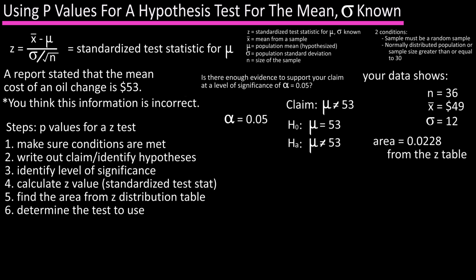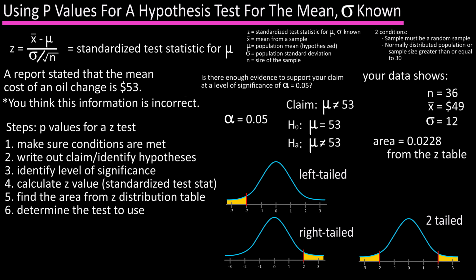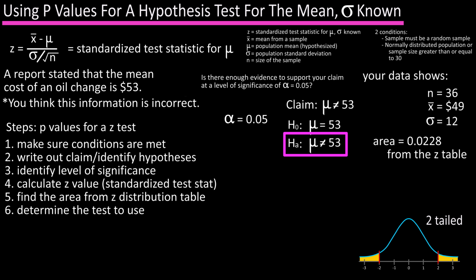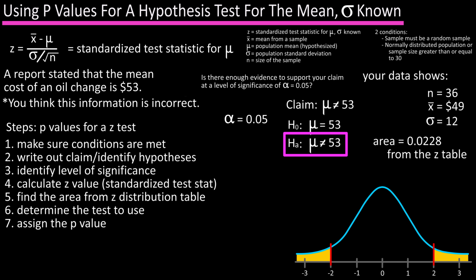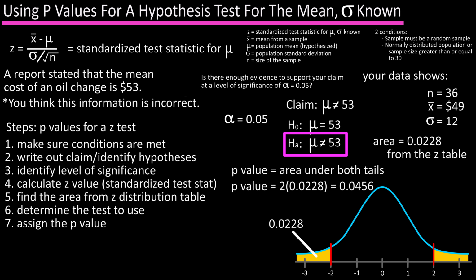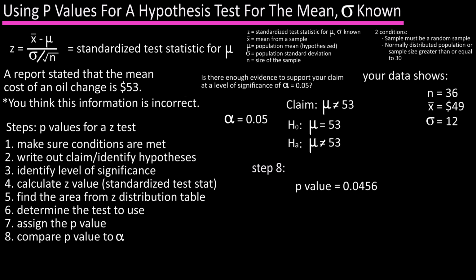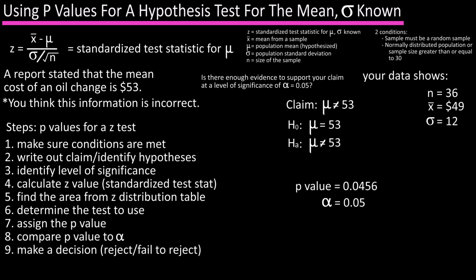Step 6 is to determine the test to use, left-tailed, right-tailed, or two-tailed. And in our example, the alternative hypothesis contains the does not equal sign, so that means a two-tailed test is required. Step 7 is to assign the p-value, and in a two-tailed test, the p-value is the area under both of the tails. In step 5, we found that the area under one tail is 0.0228, so the p-value equals 2 times that, which gives us 0.0456. Step 8 is to compare the p-value to alpha, the level of significance, and we have alpha equals 0.05 and a p-value of 0.0456.